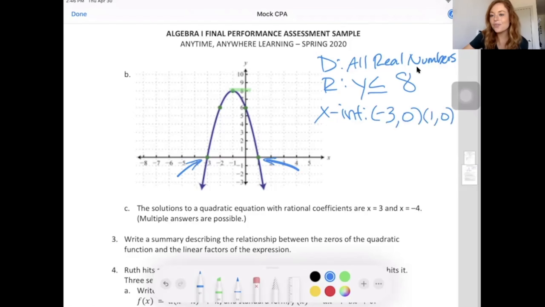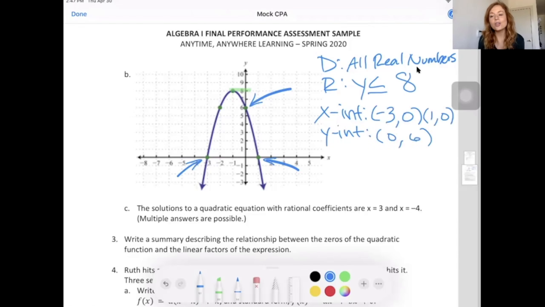Okay, then it said to find our y-intercepts. There it is, where it runs into the y-axis. And remember, y-intercepts all have an x of 0. So when we write that, we're going to write 0, 6.